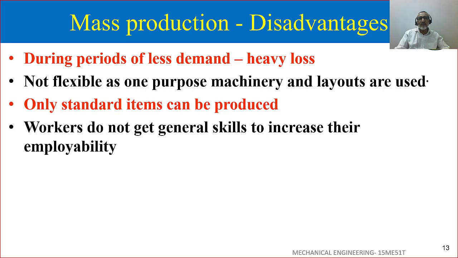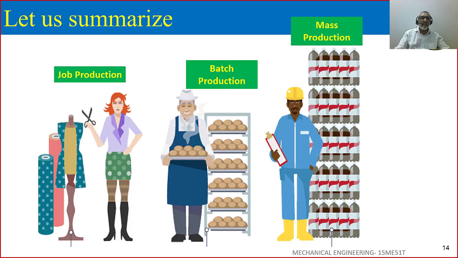Now let's have a quick summary of what we discussed. So this is a typical example of job order production. You go to a tailor, you get your material, you get it stitched as per your requirement. This is perfectly the job order system requirement. Here this is a batch order system.